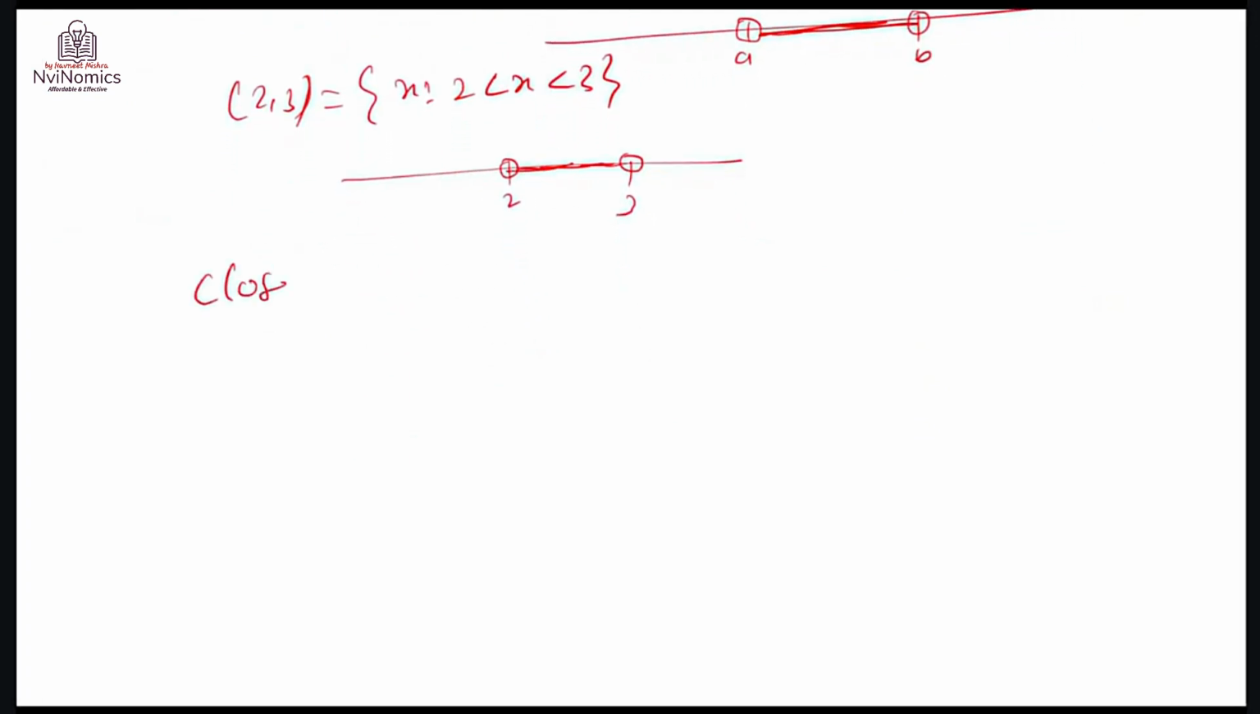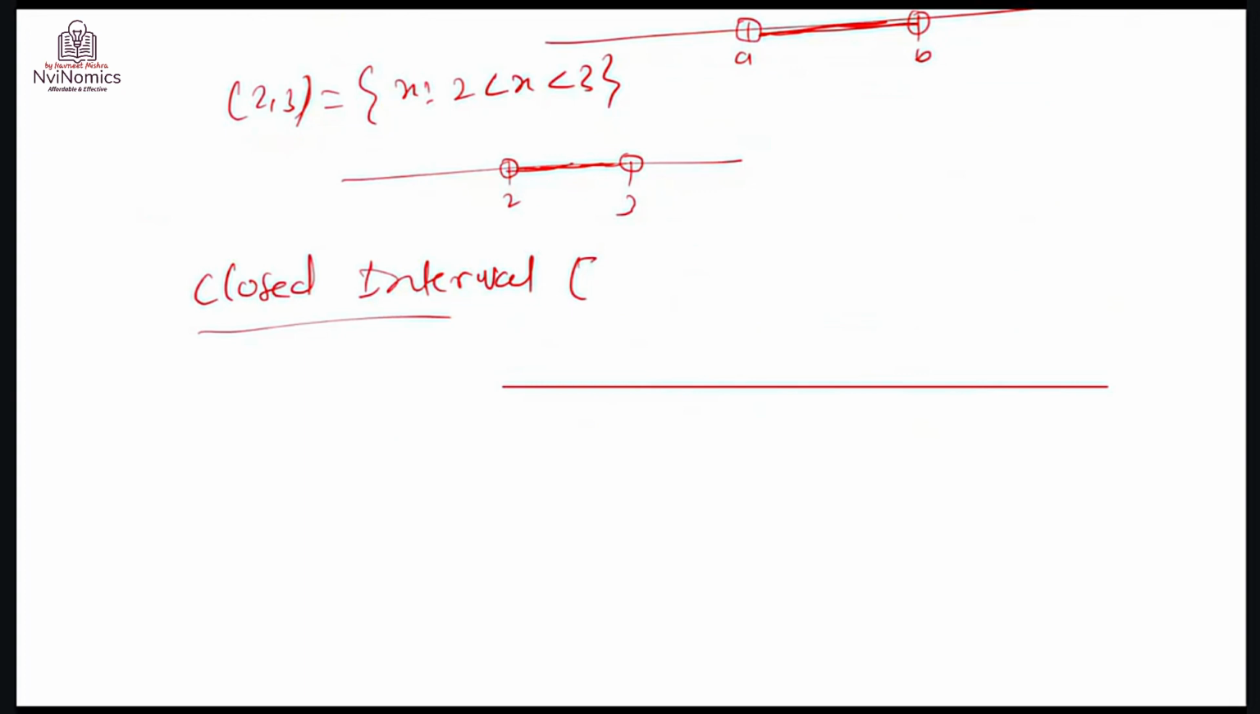If I say closed interval, in a closed interval what do we do? This is a number line. Here we write in square brackets, and it means x such that a is less than or equal to x less than or equal to b.